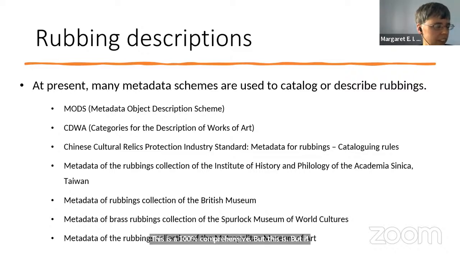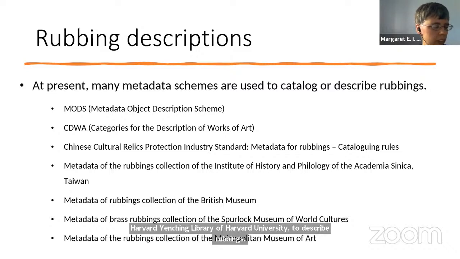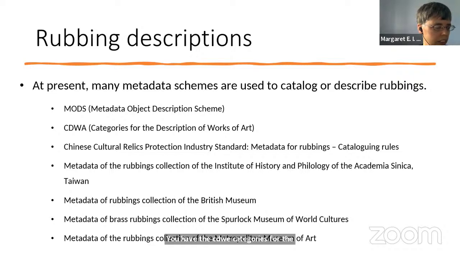You have MODS, the Metadata Object Description Scheme from the Library of Congress, which was especially designed for library applications, but of course it is a fairly universal method of describing anything, as long as you're not looking for really object-specific categories. And MODS has been used by the Fine Arts Library at Harvard Yenching Library of Harvard University to describe rubbings. You have the CDWA, categories for the description of works of art, which of course was specifically designed to describe works of art.